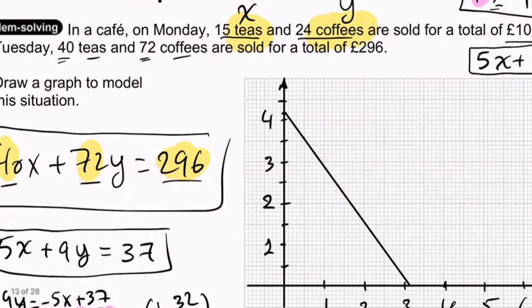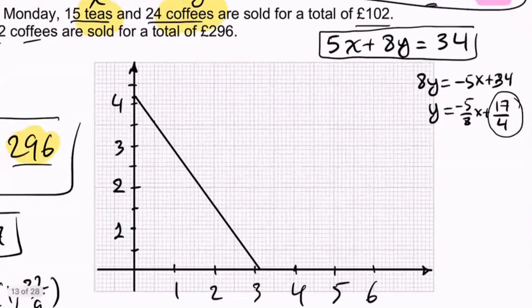Let us draw the second line, which is this one. So 17 over 4 is 4.25. 4.25 means here. Sorry.